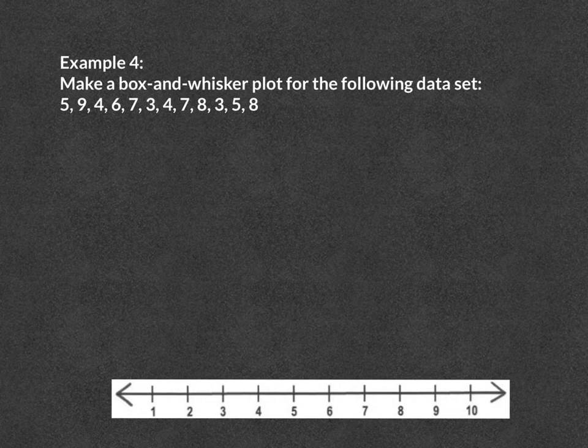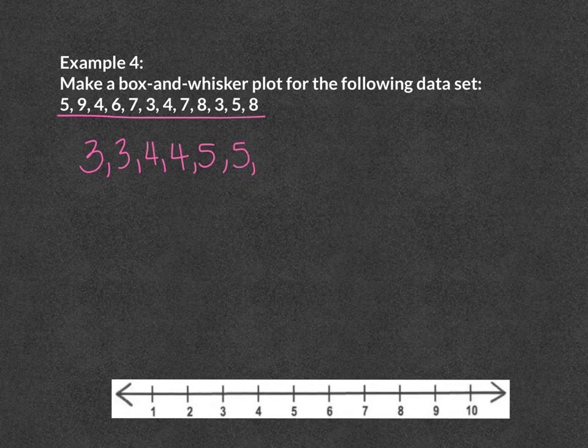Example number 4. Make a box and whisker plot for the following data set: 5, 9, 4, 6, 7, 3, 4, 7, 8, 3, 5, and 8. So the first thing I'm going to do is take these numbers and list them from least to greatest. So I have 3, 3, 4, 4, 5, 5, 6, 7, 7, 8, 8, and 9.